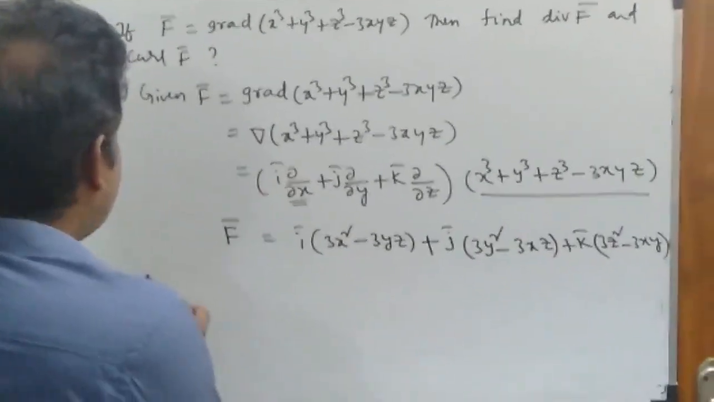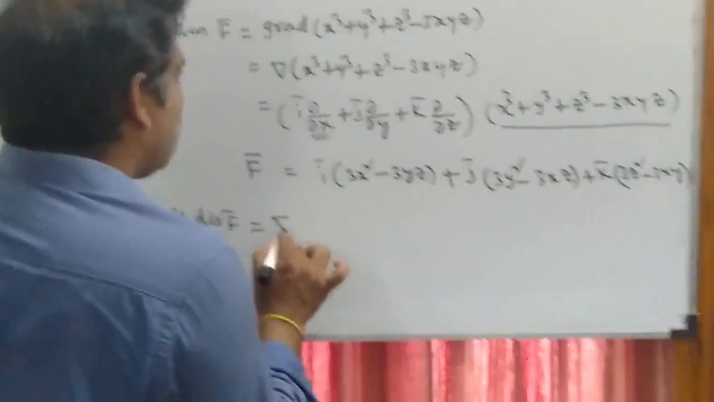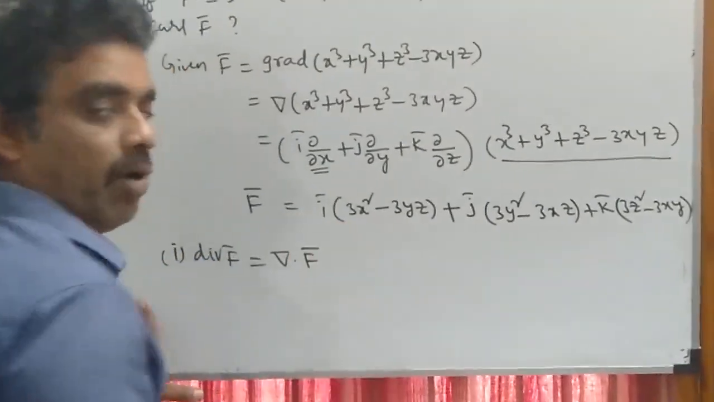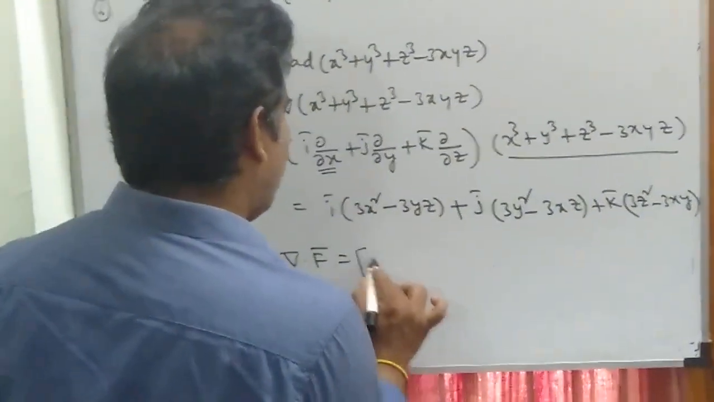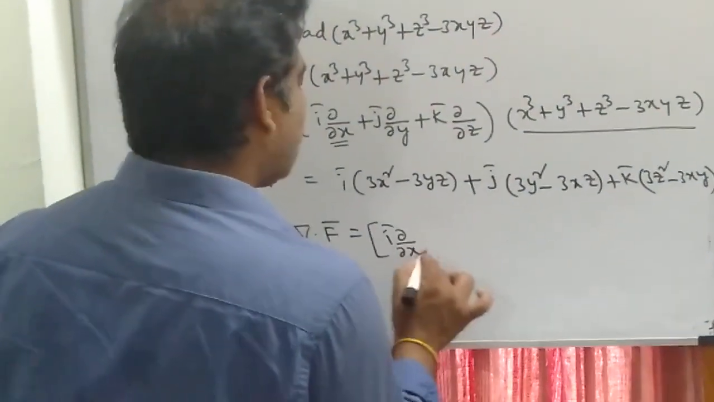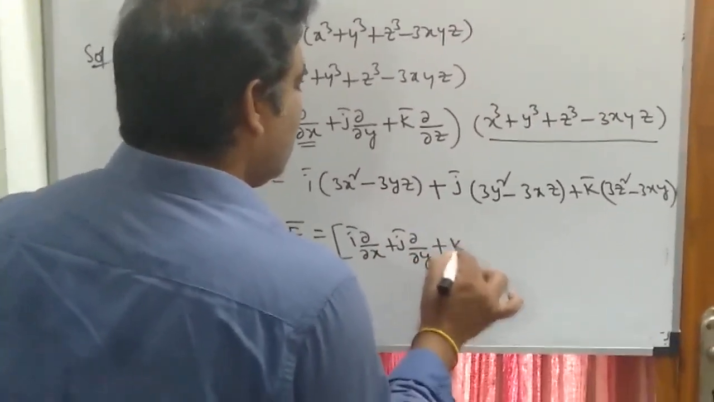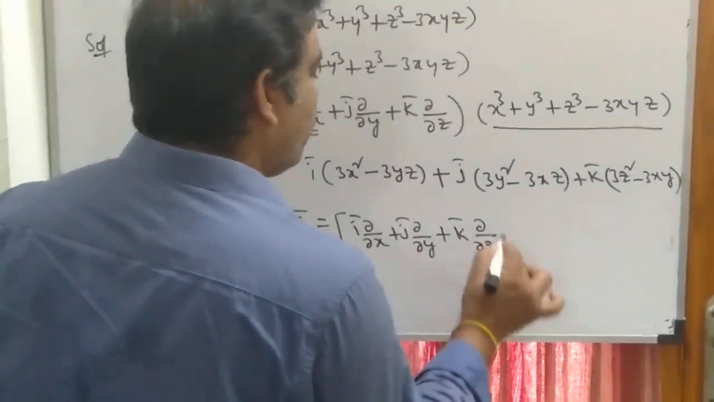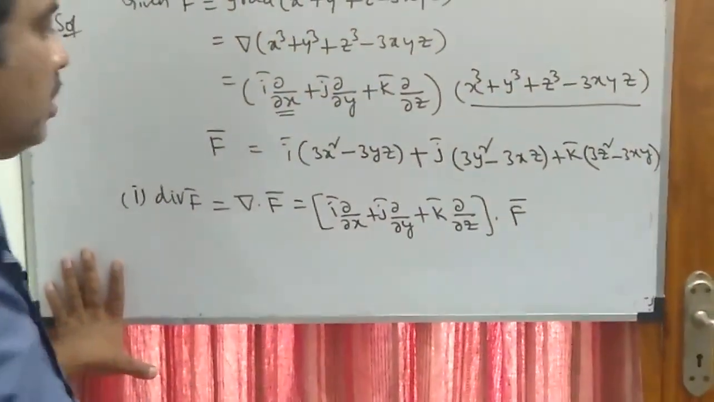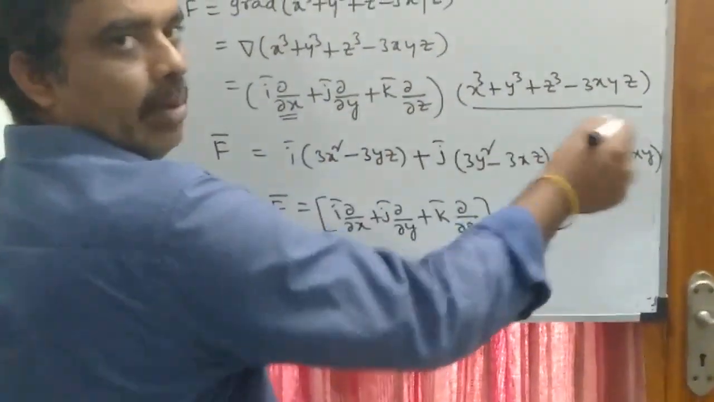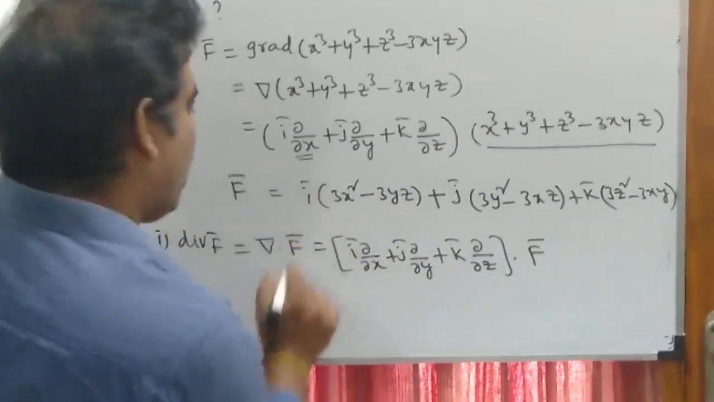Now first consider div f bar. Div f bar means del dot f bar. So that is I bar dou by dou x plus j bar dou by dou y plus k bar dou by dou z, the dot product with f bar. So f bar is already the above vector. So I will write directly I bar dot I bar as 1.